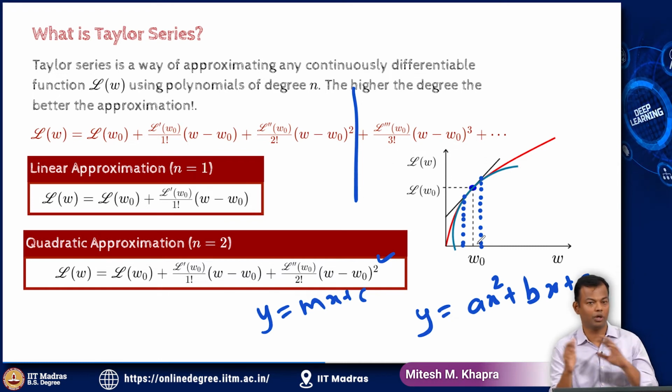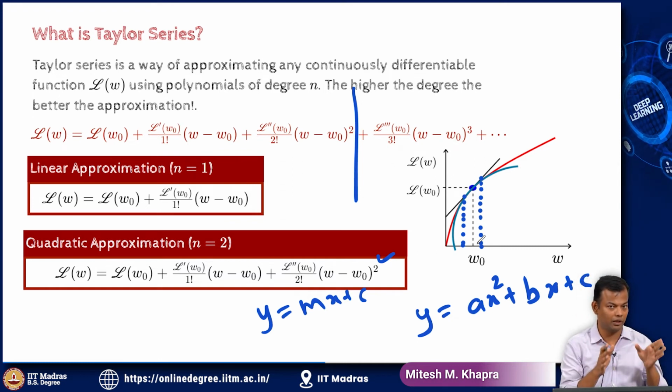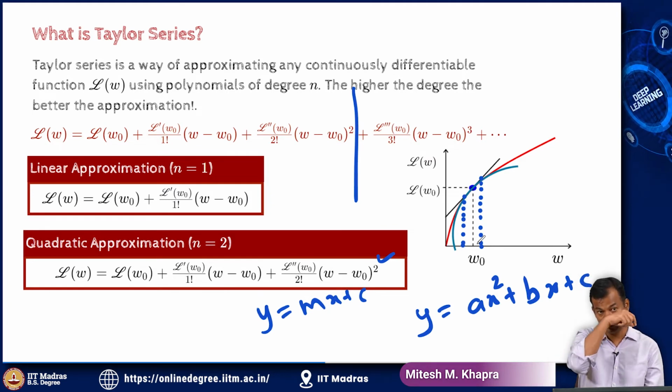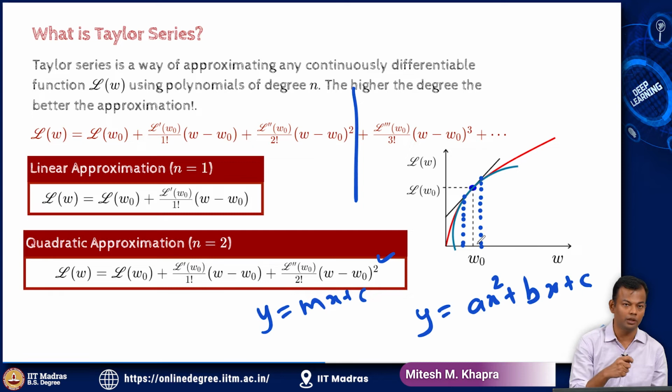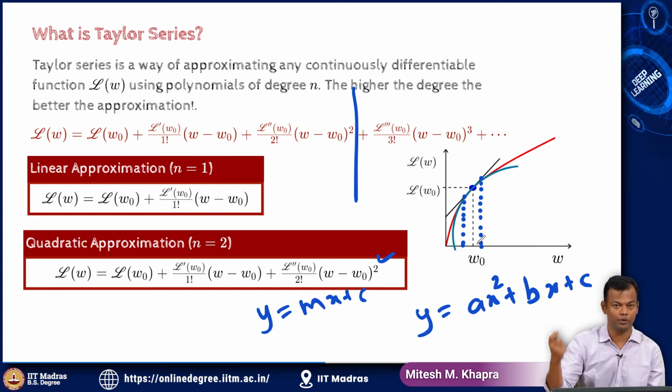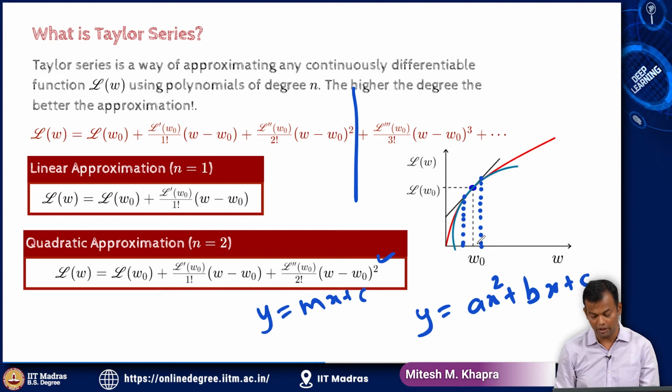How this relates to what we are trying to do is not clear right now. Right now we just want to understand what Taylor series is. Taylor series just gives a way of approximating the function, and we can use any order of approximation, n equal to 1, n equal to 2, n equal to 3. The higher the order, the better the approximation.